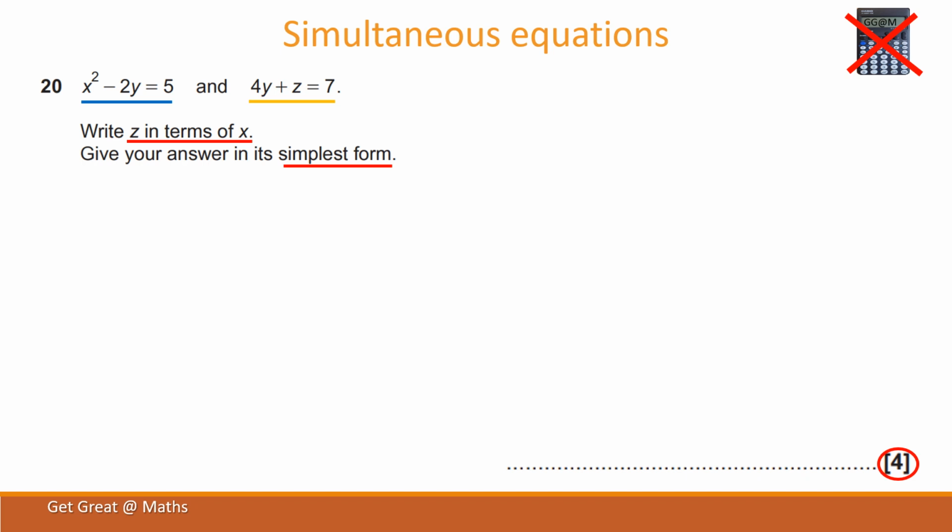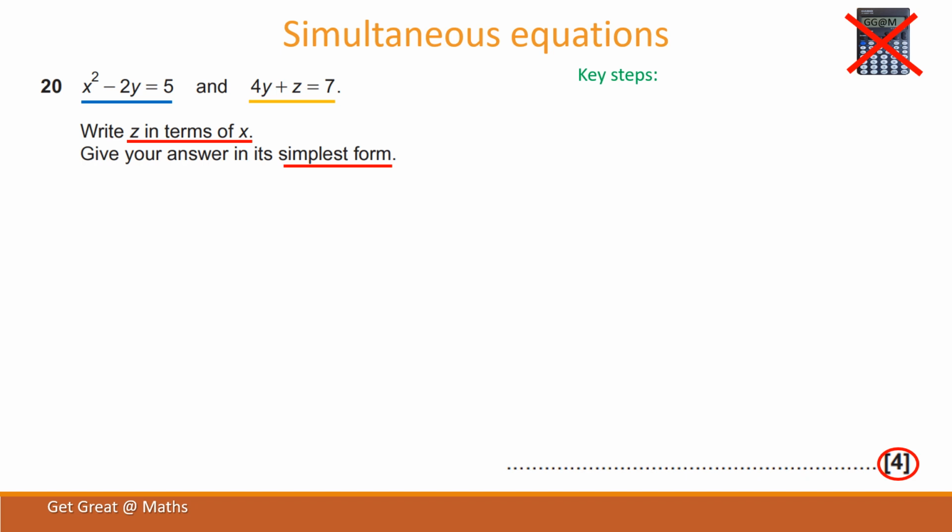Now this is a very tricky kind of question because you've got to give your answer z in terms of x. And normally when you solve simultaneous equations, you come down to find a value of x and then find a value of y. Whereas this one is z in terms of x, so it makes it slightly harder.